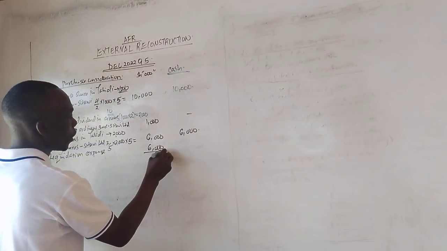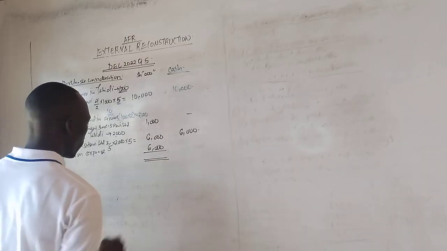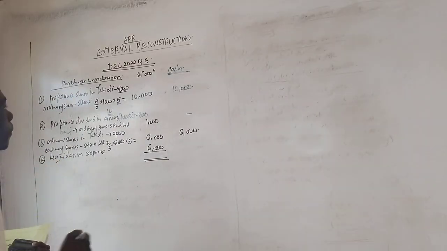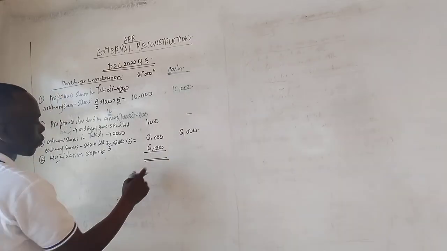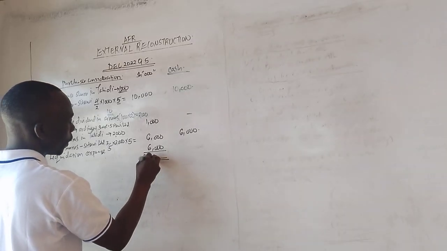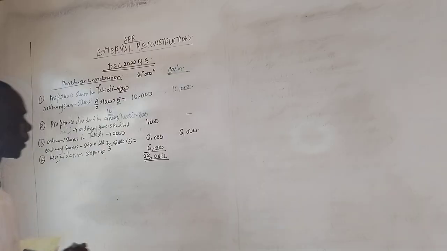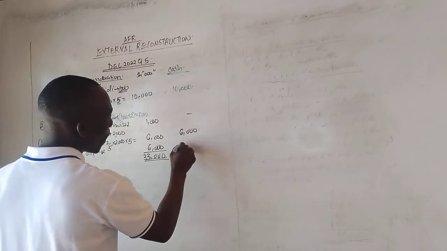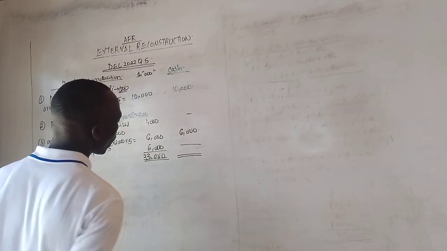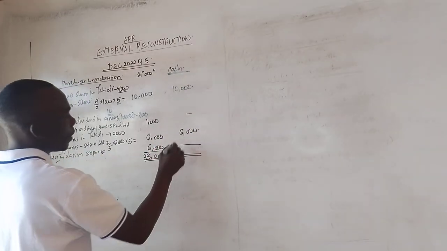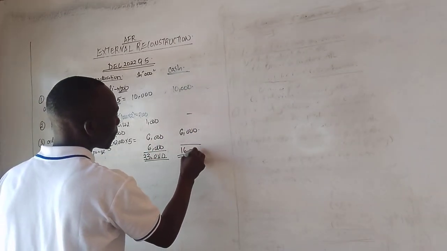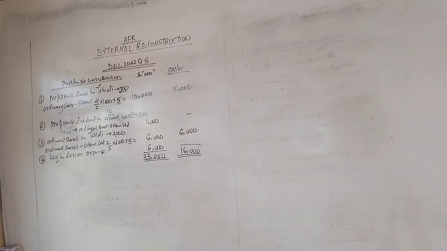So let us get the purchase consideration. The purchase consideration will just add: 10,000 plus 1,000 is 11,000, plus 12,000 gives us 23,000. So how much did the shareholders pay in form of cash? They paid 10,000 plus 6,000, a total amount of 16,000. That's the first step. You need to get the purchase consideration.